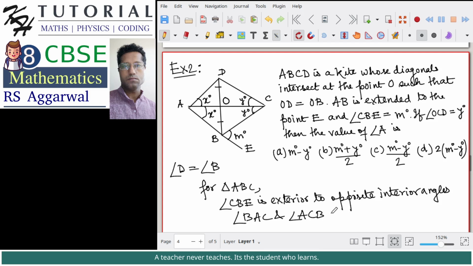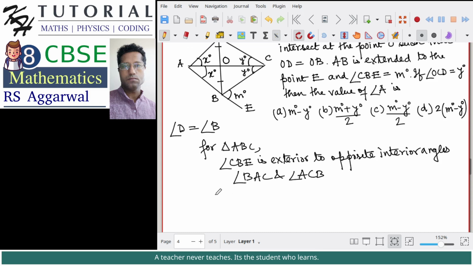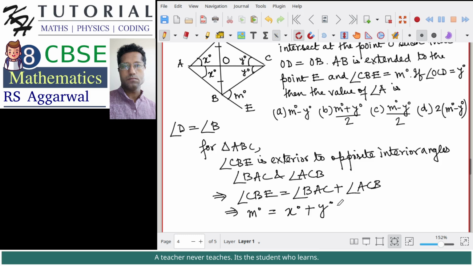Okay, so we know that in a triangle an exterior angle is equal to the sum of its two opposite interior angles. So we must have angle CBE equal to angle BAC plus angle ACB. Angle CBE is given to be M degrees. And what is angle BAC? As per our assumption, we have assumed it to be X degrees. And angle ACB is Y degrees. So we have this.